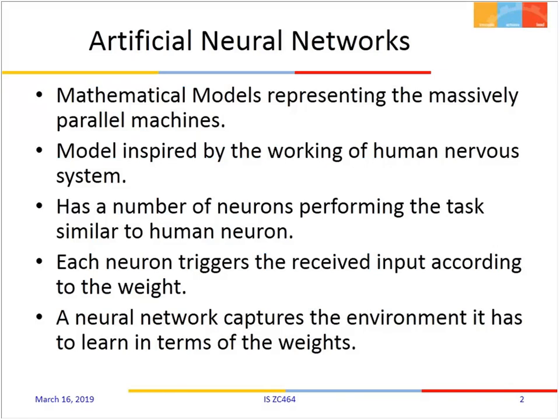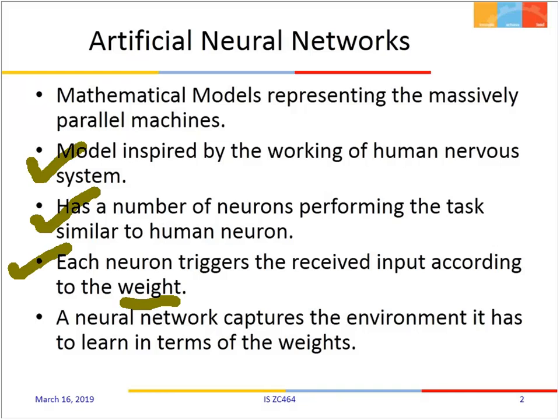These are the models inspired by the working of the human nervous system. It has a number of neurons performing tasks similar to the human neuron. Each neuron triggers the received input according to the weight. We will talk about the weight in a slightly different context than what we discussed earlier while we discussed the classification problem and its solution.